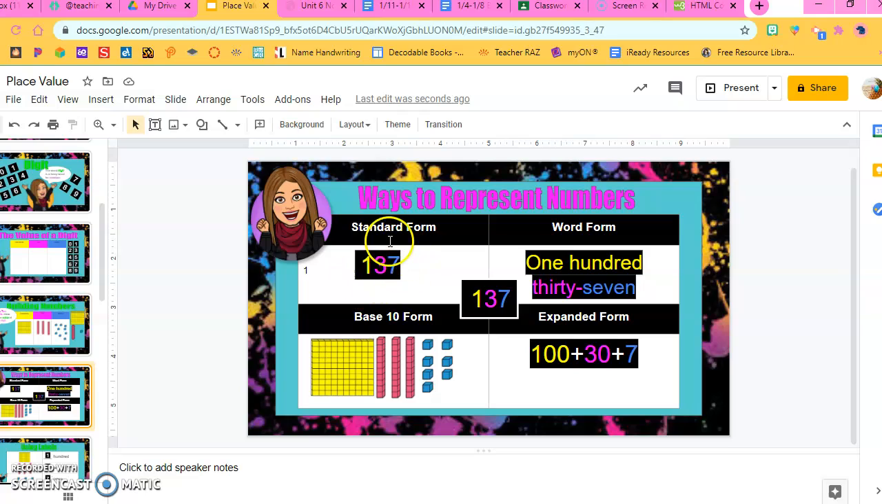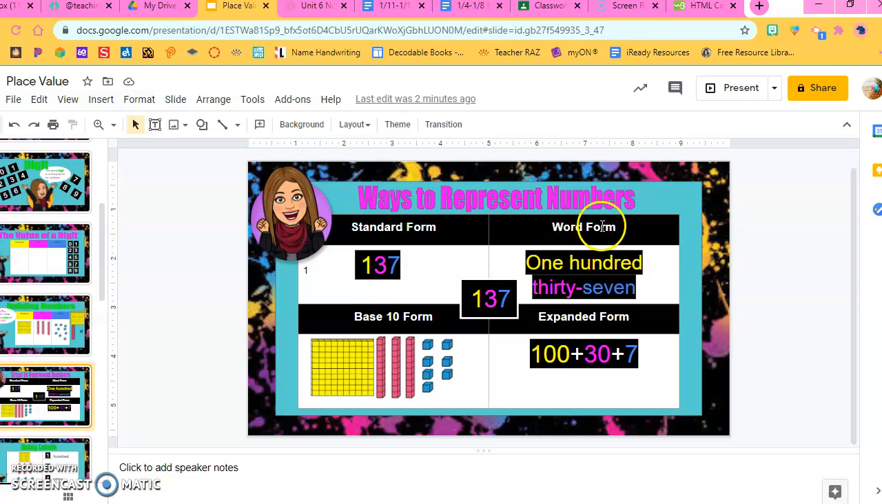Another way that we can represent a number is called standard form. Standard form is just the number. So if I say the number 9 or the number 10 or the number 23, the actual number that we're writing, that is called standard form. Standard just means typical, most likely, usual, normal. So how you would see the number normally is standard form.